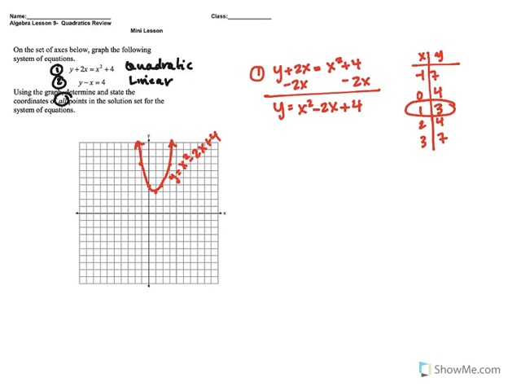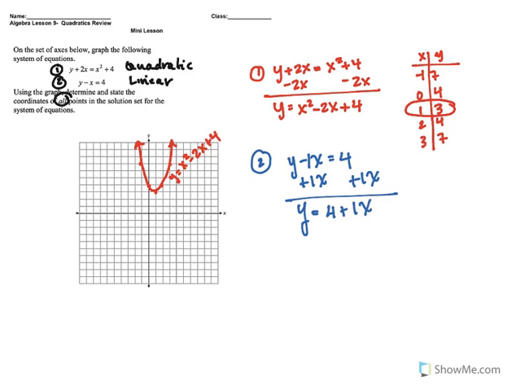Now I'm going to do the same thing with my other graph. So I have y minus x equals 4. And again, I'm going to get y by itself. I'm going to put a 1 right here. And to get my y by itself, I need to get this negative 1x to the other side. Since it's a negative, I'm going to add 1x to get it to the other side. And I get y equals 4 plus 1x.